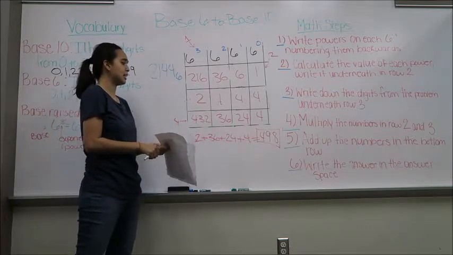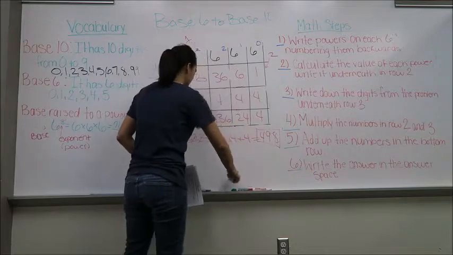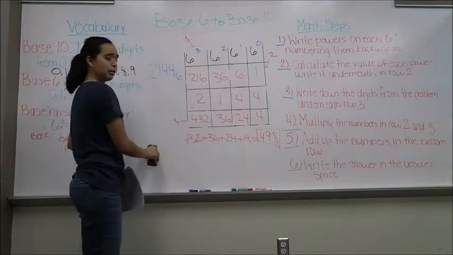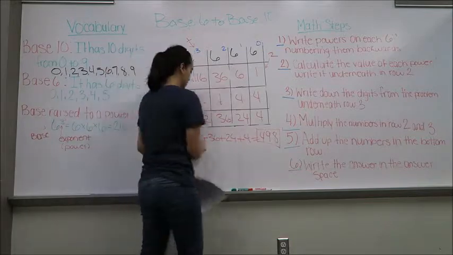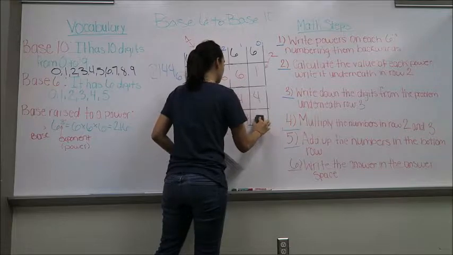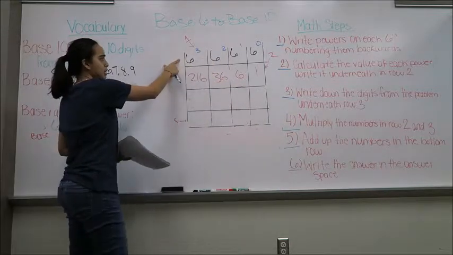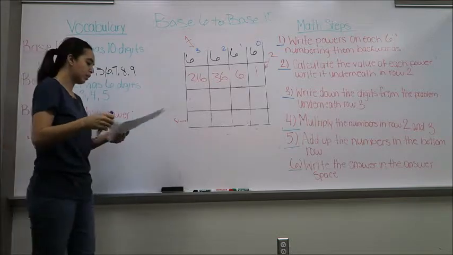So 2,144 base 6 equals 498. Does anybody have any questions before I go to one last problem? No. Good. Y'all are understanding what I'm talking about. Then leave this one up here, step 1 and step 2, just because they're going to be the same.